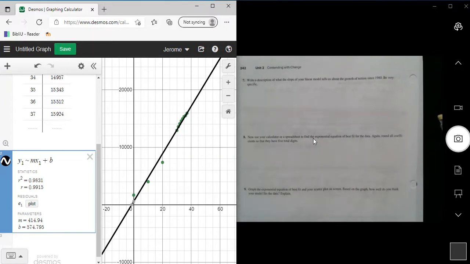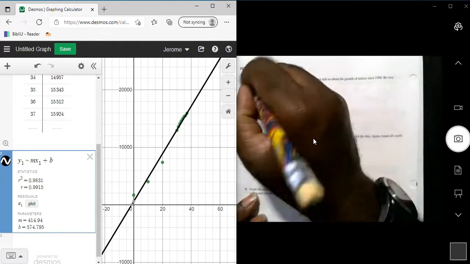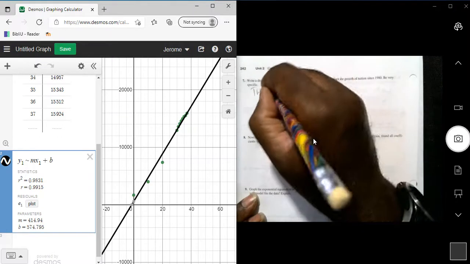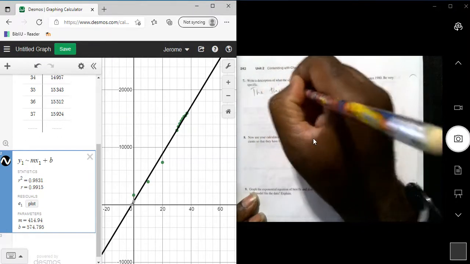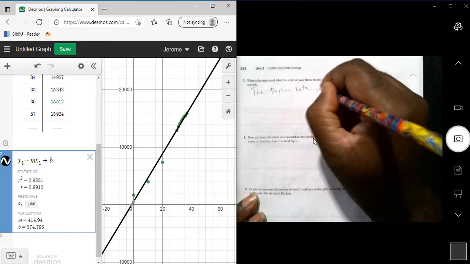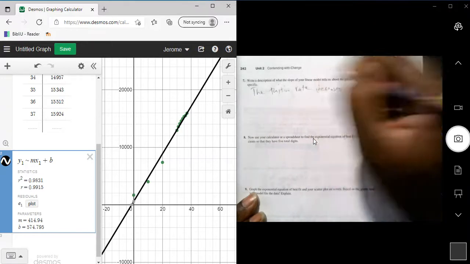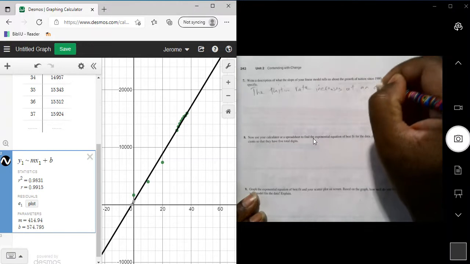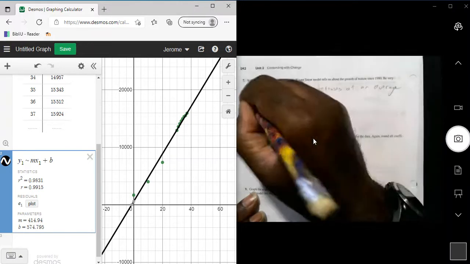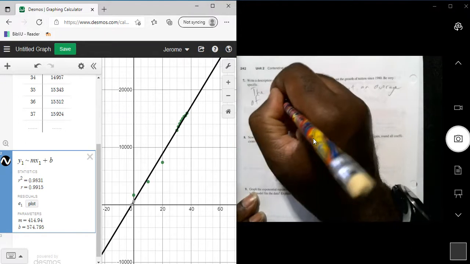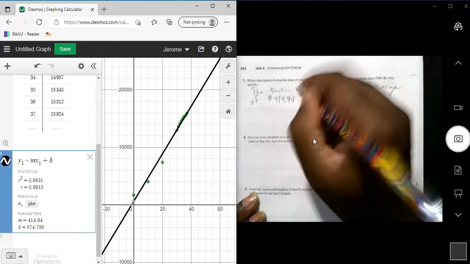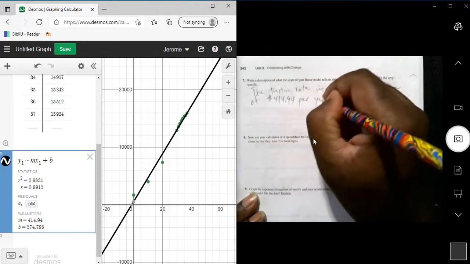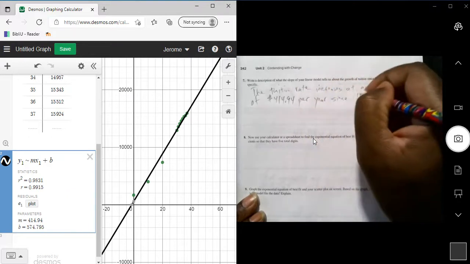Okay, number 7, write a description of what the slope of your linear model tells us about the growth of tuition since 1980. Okay, so basically be very specific. The tuition rate increases at an average of $414.94 per year since 1980.